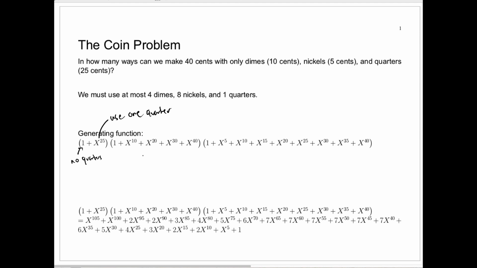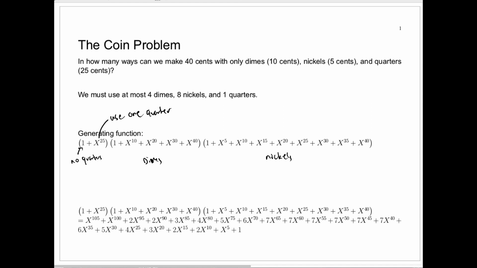This second factor will correspond to dimes, and you can see we can use either 0 dimes, 1 dime, that'll contribute 10 cents, power of x to the 10th, 2 dimes for 20 cents, 3 dimes, or 4 dimes. The final factor will represent the nickels, and we can use either 0 nickels, 1 nickel, 2 nickels, 3, 4, 5, 6, 7, or 8 nickels.